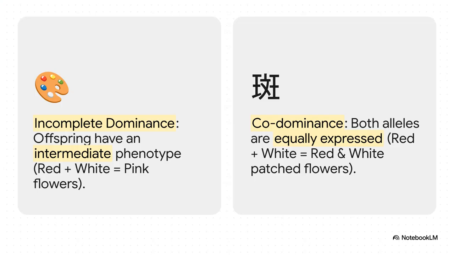Take incomplete dominance, for example. This is when the two alleles kind of blend. Think of a red flower and a white flower having a baby, and you get a pink flower. Then there's codominance. This is where both alleles show up to the party. So that red and white flower cross would give you a flower with both red and white patches on it. Both traits are expressed equally.